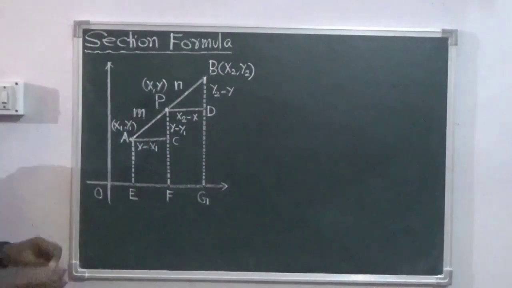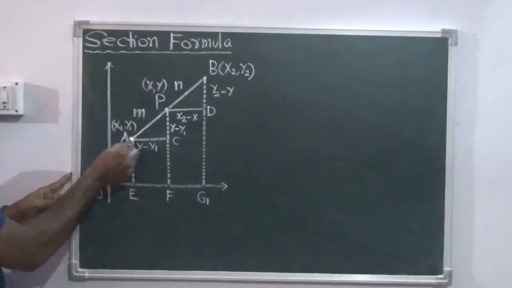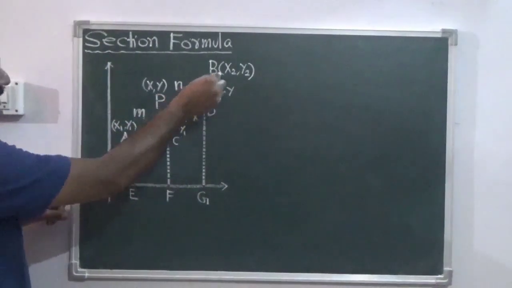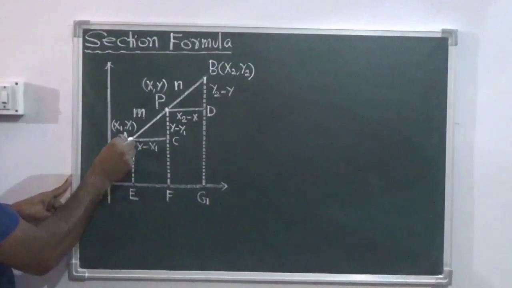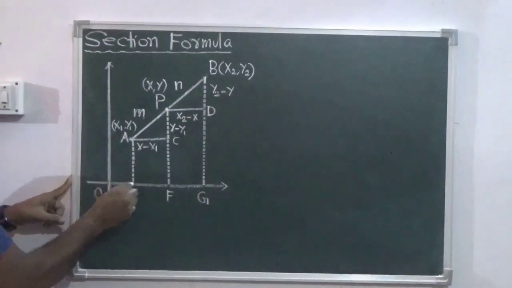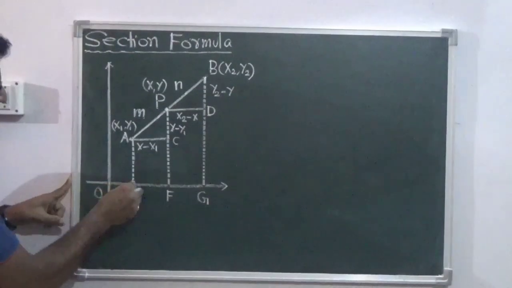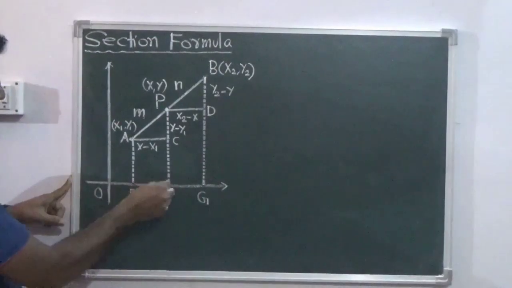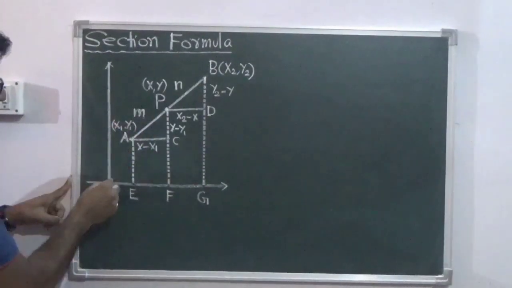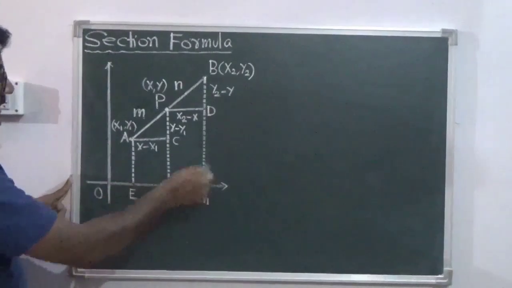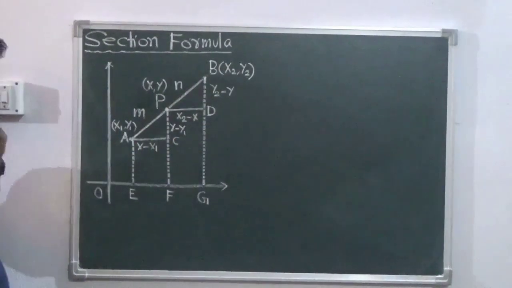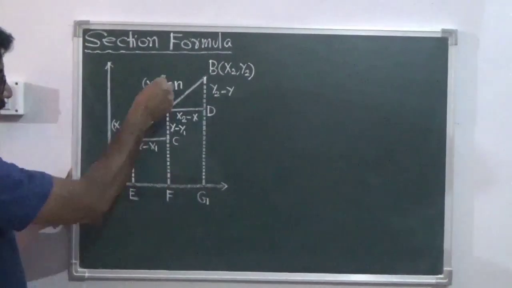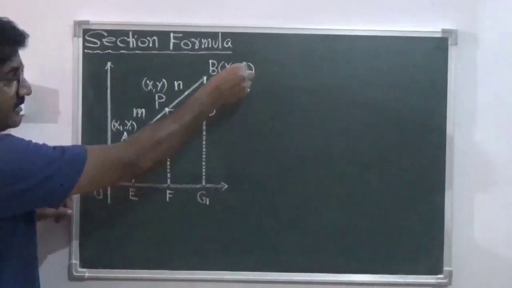Now, we have taken the coordinates of point A as x1, y1, coordinates of P is x, y, and that of B is x2, y2. So if we look at these points, the distance OE from the origin to E is the length x1. Similarly, the distance from origin to F, that is OF, is the distance x, and the distance from O to G, that is OG, is the distance x2, right? Similarly, the distance AE is y1, the distance PF is y, and the distance BG is y2.